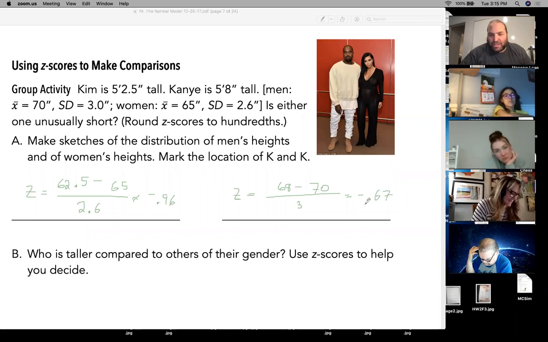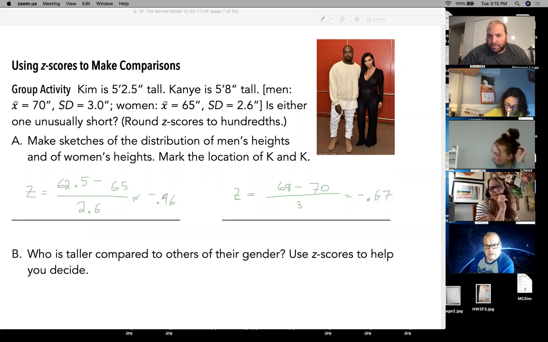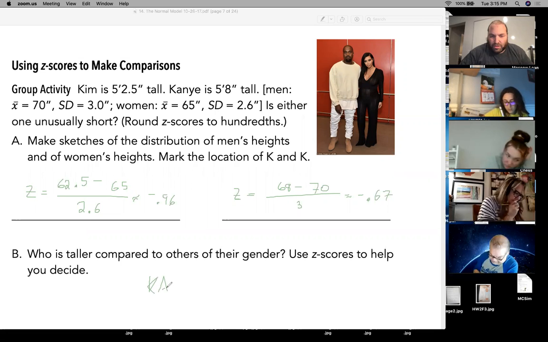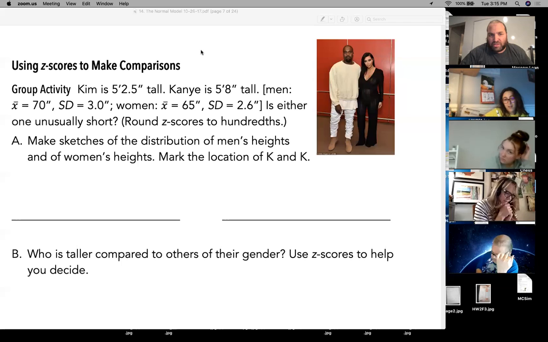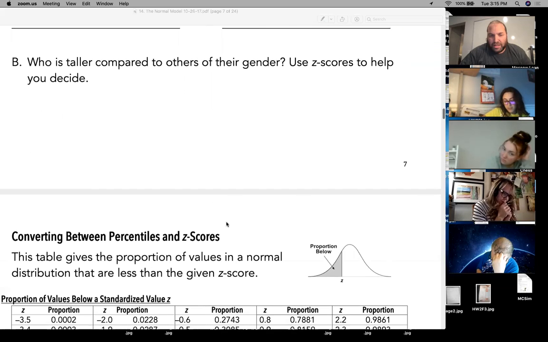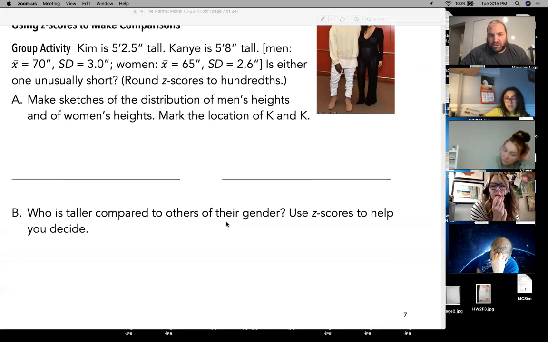Who is taller? The answer is Kanye is taller because he is further to the right on his distribution than she is. He's only 2/3 of a deviation down, and she's a full deviation down. So Kanye is taller. But 5'8" doesn't seem that tall. It's not. It's still a deviation down, but it's taller compared to men than Kim is compared to women.